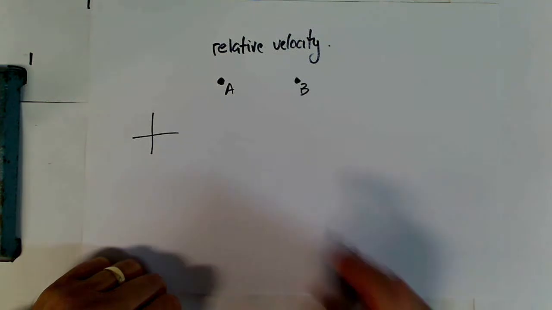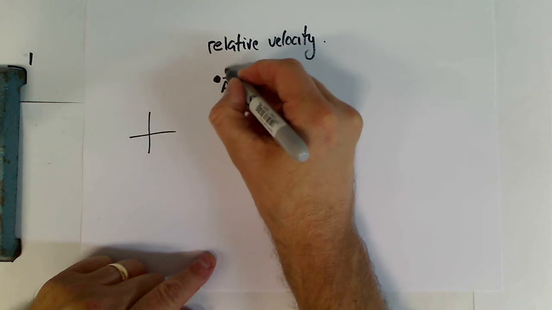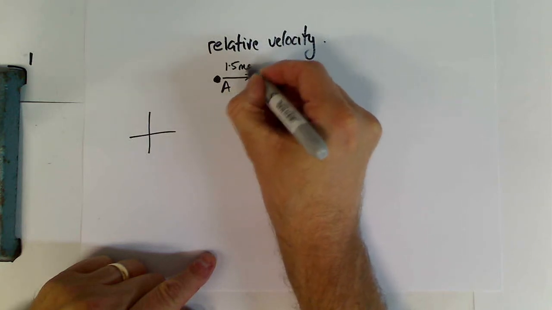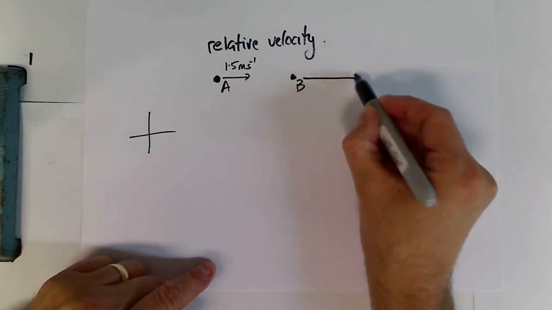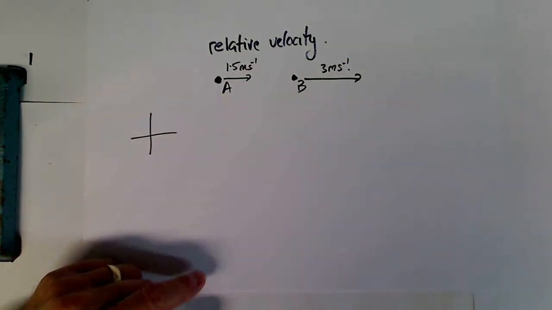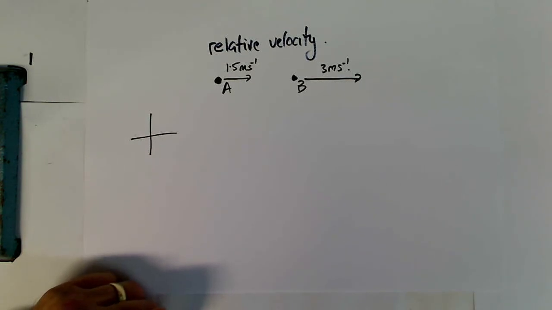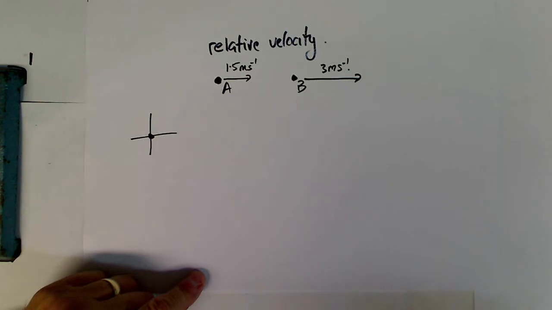Now, if A has a velocity, let's call that 1.5 meters per second to the right, and B's velocity is 3 meters per second to the right, what are we measuring those relative to? Well, we're measuring those relative to the ground over here. You've got to have some point that you've measured velocities relative to, and everything in the universe can be measured relative to that.